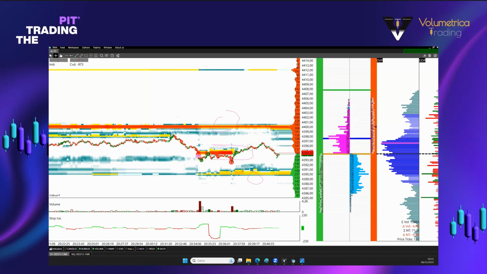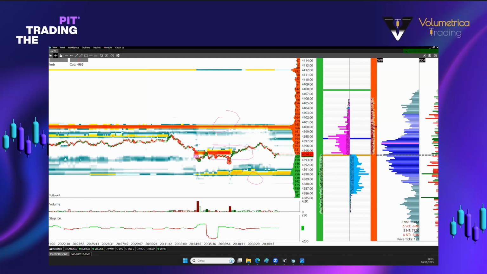rather than a market order, which is an execution. In the moment you spot it on the footprint, that means we had an execution, so it can't be deleted.